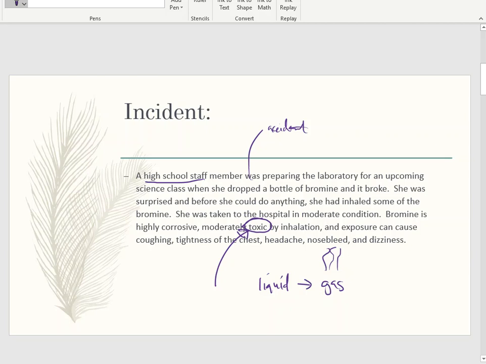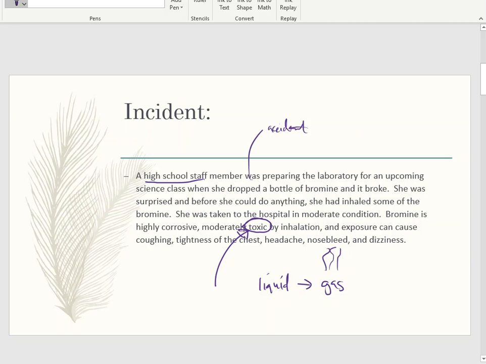Good thing, though, she went to the hospital. She was monitored. Everything was okay. But if that step was not taken, this could have led into chemical pneumonia, and it could have led into death. So these are the things that we're going to have to keep in mind when we're working in a laboratory, right?